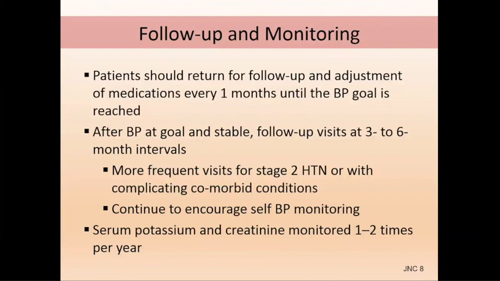After BP is already stable, we ask them to follow up 3 to 6 months. The one I told you earlier, 3 to 6 months. 3 months is the best, because anything happen in the middle, we can actually check. But if it's stable, no other disease, 6 months is okay. More frequent visit for stage 2 hypertension or someone with comorbid condition. See, I told you earlier. Comorbid condition, then more frequent, every 2 months or 3 months.